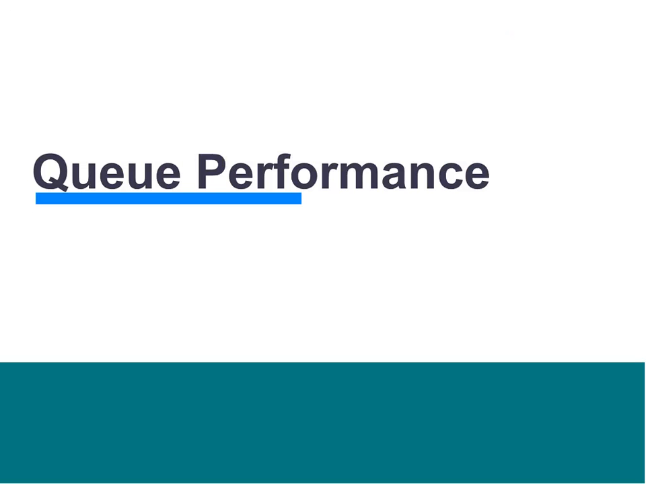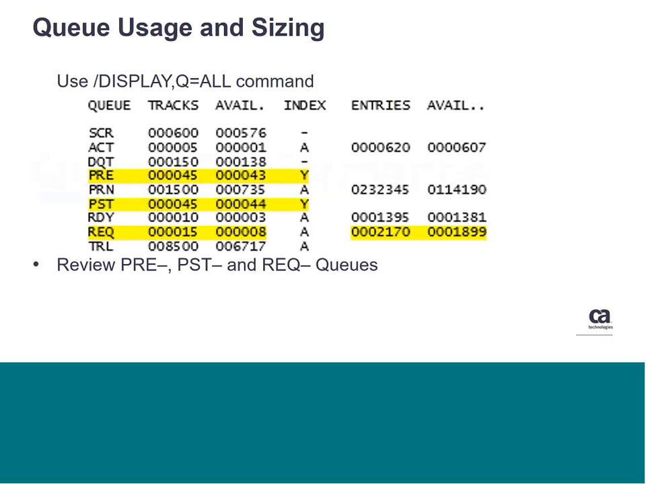Moving on, queue performance, which is the second part of the session, a bit more detail here. And again, queue performance and also sizing is important. First of all, the things to look at are your pre-post and request queues initially. You can use the display queue equals all command to get a display like this.